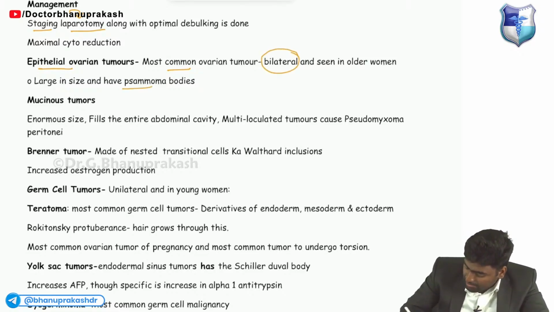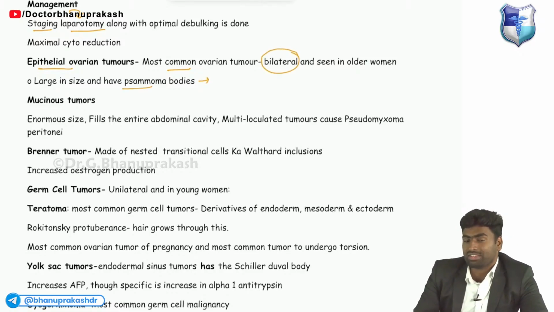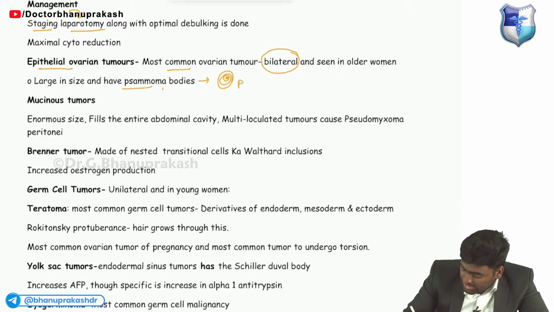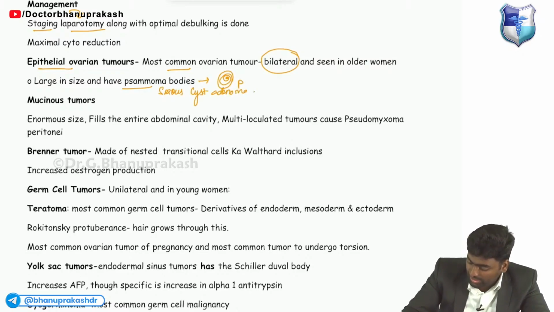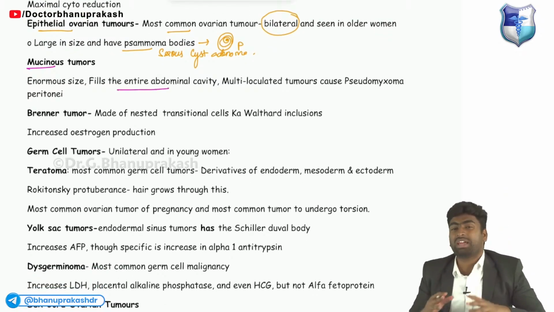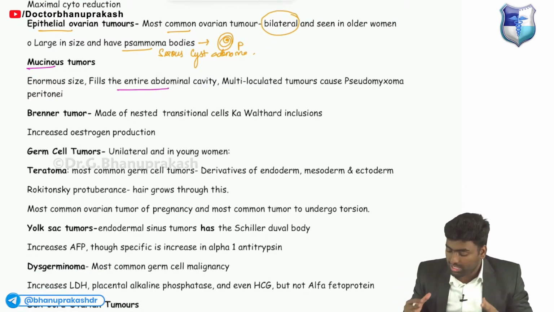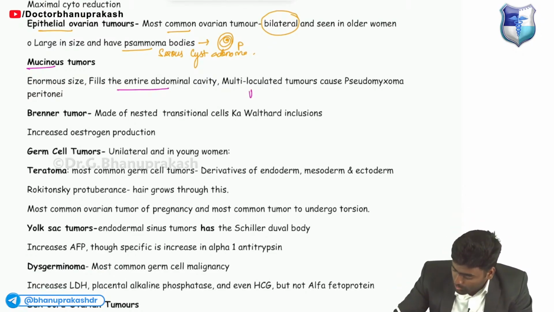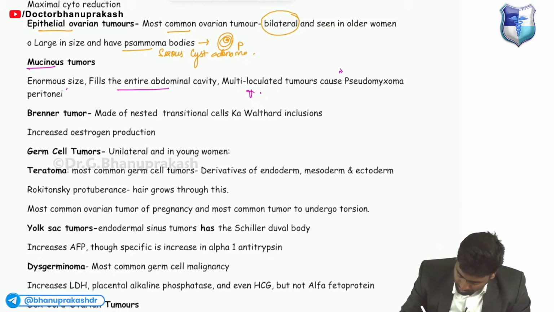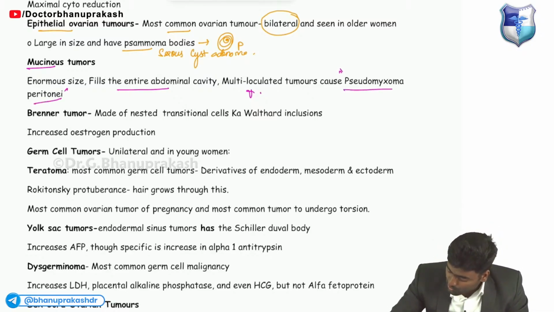For example, this serous adenoma will have these concentric bodies, which are known as psammoma bodies. This is a serous adenoma. Fine. And next, if you see this mucinous cancer, it will have a huge amount of mucin, and it will be multiloculated, and it can result in a condition which is known as pseudomyxoma peritonei.